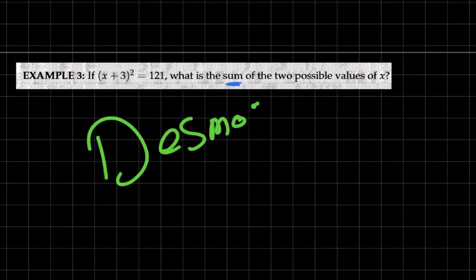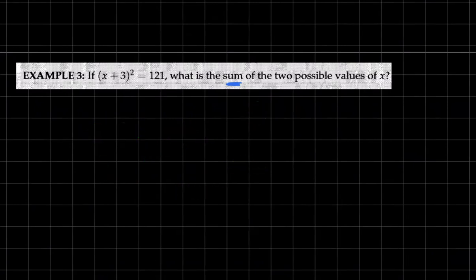The next example is (x plus 3) squared equals 121. What is, look at this word, what is the sum of the 2 possible values of x? Guys, as I mentioned at the beginning, in many equations we can solve it easily, quickly by what? By Desmos. And I don't have any problem with this.